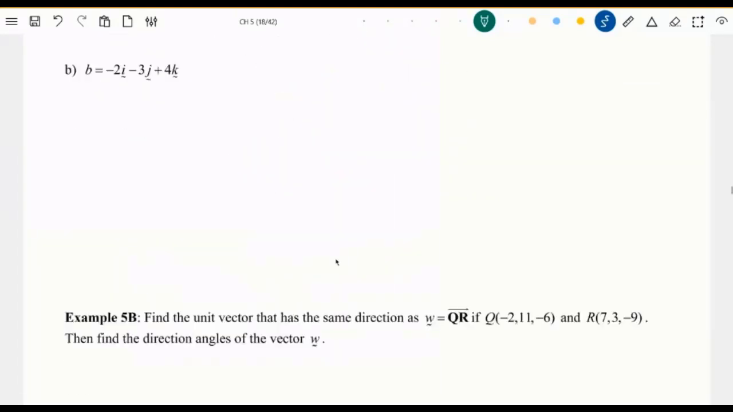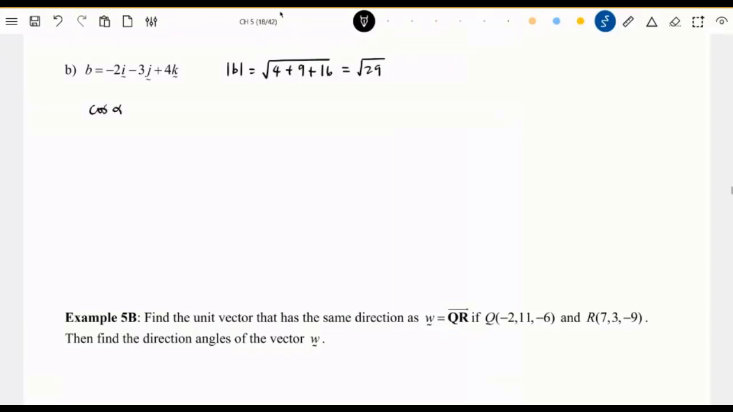Okay, part B. Apa patut kita buat dulu? Untuk yang ni, kita nak cari direction cosine. Magnitude. Okay, magnitude B. Square root 4 plus 9 plus 16. Dapat berapa magnitude? Square root 29.